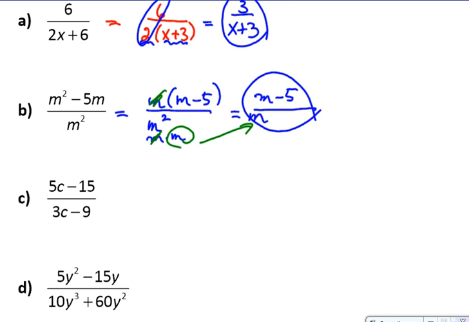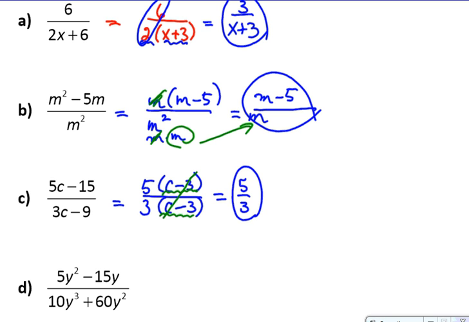C, factor the numerator, GCF of 5, left with c minus 3, divided by the denominator, GCF of 3, leaves me with c minus 3. So this time the 5 and 3 won't reduce, but I see that the parentheses are exactly the same. So those factors are going to make a big, clever 1, and they're going to divide out, and I'm going to be left with 5/3 for my answer.